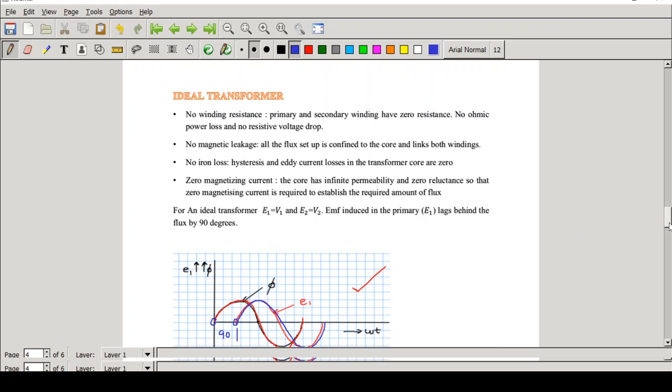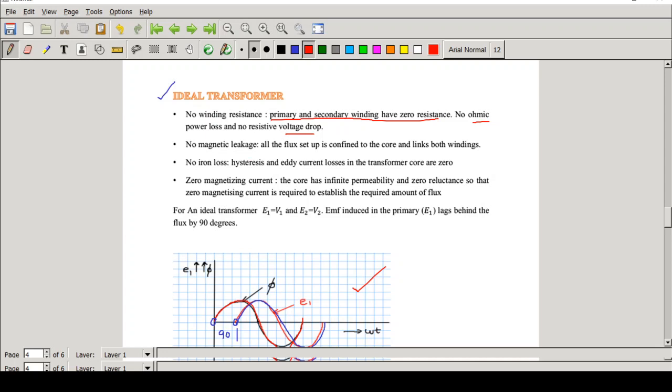Okay. Now let's discuss the next concept, that is about ideal transformers, because when we are studying the analysis of transformers, we first start with the ideal transformer, which is very simple. Then slowly we will get into the complicated part, that is the actual transformer. So what is an ideal transformer? In the case of an ideal transformer, we use some assumptions. The first assumption is that primary and secondary windings have no resistance. No resistance means no losses, that is no I squared R loss, no resistive voltage drop. That is the first assumption.